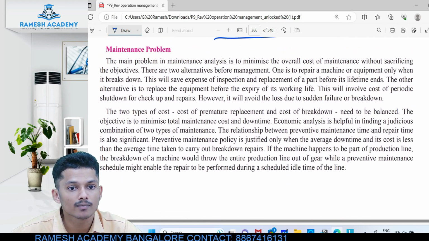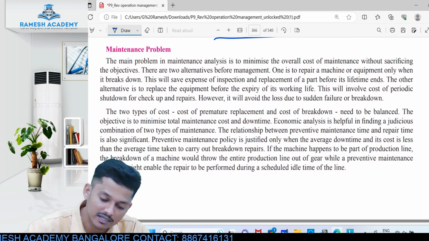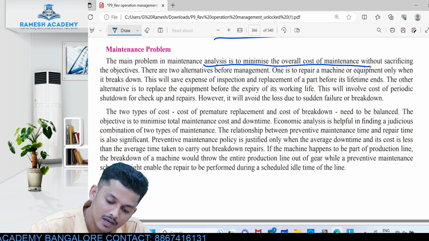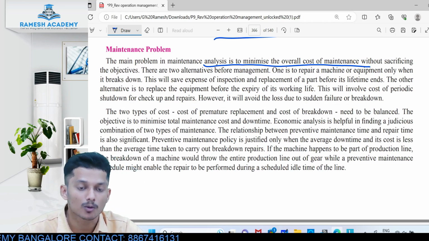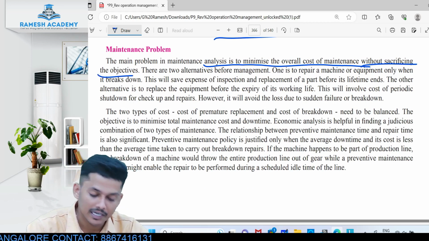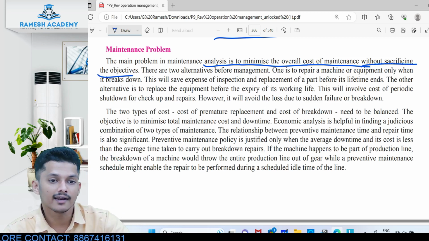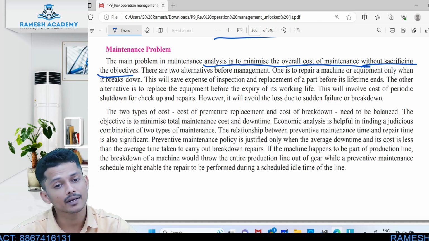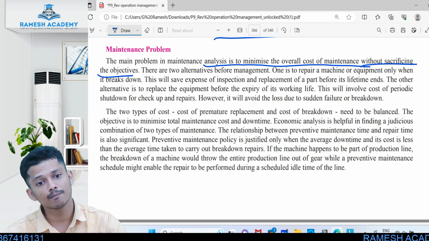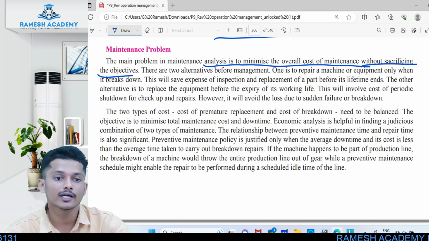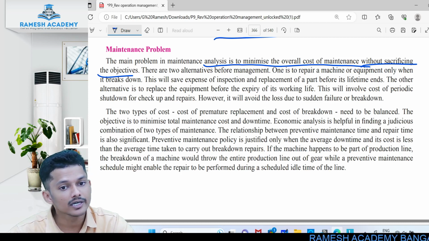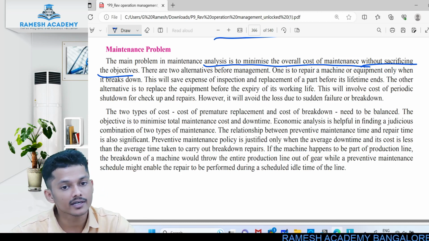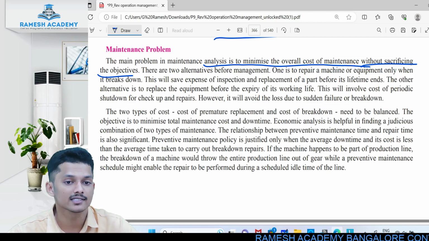Then the maintenance problem. The main problem in maintenance analysis is to minimize the overall cost of maintenance. Clear? Yes. How do you analyze without sacrificing the objectives? In general words, I'll tell you, I need this work to be done, but it must happen at less cost. How does that happen? I am ordering the work to be completed in less time and I am not ready to spend. Okay, so here no one will come and work for it, right? So this is what we have to analyze.